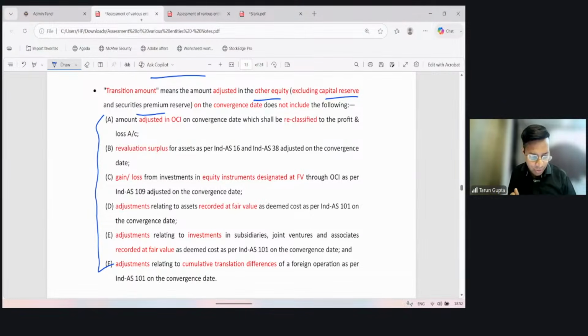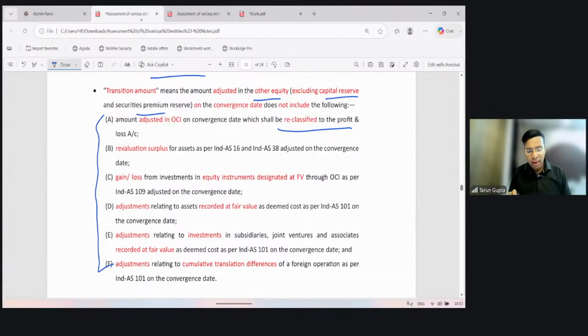Now, what are these 5 items? Amount adjusted in OCI on conversion date, which shall be reclassified to P&L. Once it is reclassified to P&L, it is not required to be adjusted now. We will adjust it when it is reclassified to P&L. Okay. Then the other 4 are similar things.